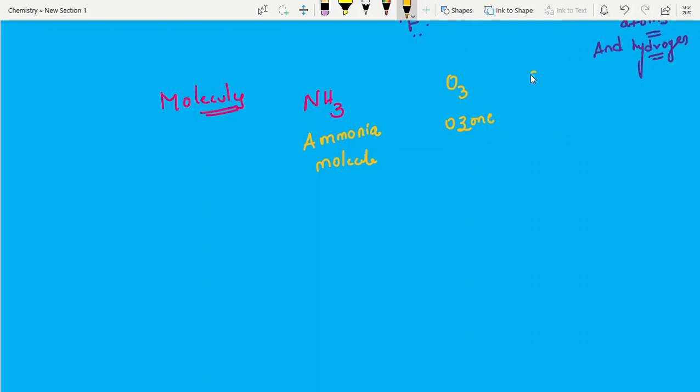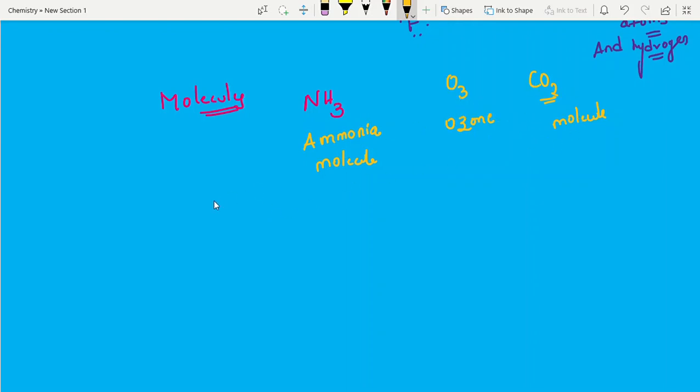Next one is CO2 molecule. So now ammonia molecule, ozone molecule, CO2 molecule, these three we will discuss. I am giving one question to you, so try it. One charged species I'll explain and give.